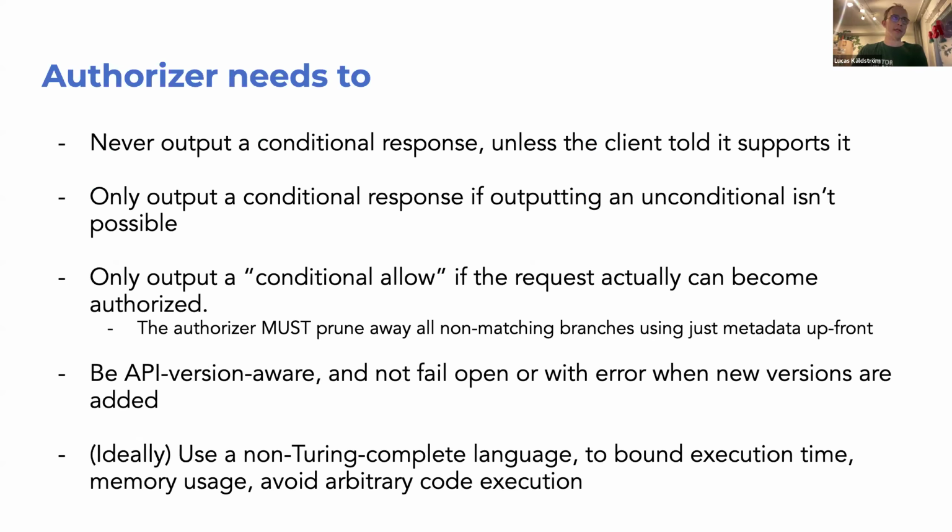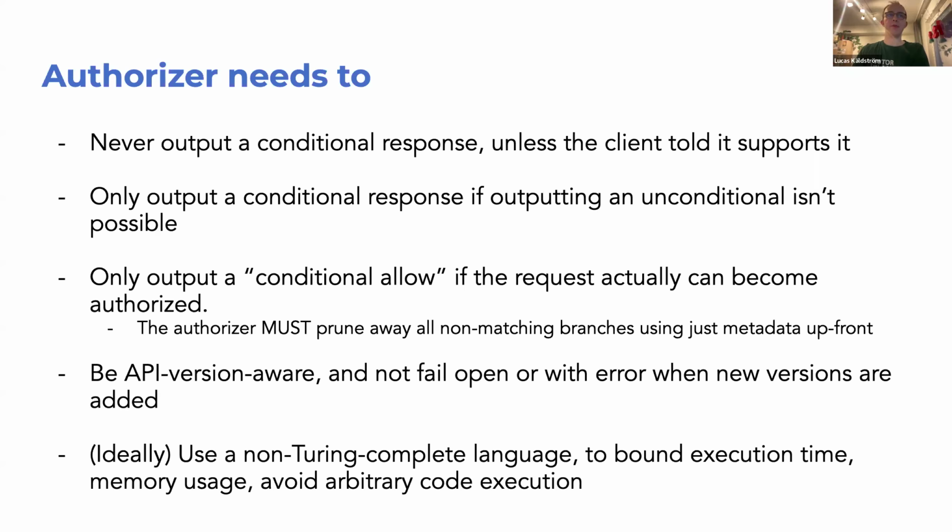To recap, the authorizer cannot output a conditional response unless a client told it, well, I'm supporting conditional responses. So if the client doesn't support it, the authorizer needs to fold to either allow, deny, or no opinion. Then only output a conditional response if you can't output an unconditional one, such that it's easier to short circuit. Only output a conditional allow if the request actually can become authorized. And this authorizer will know.